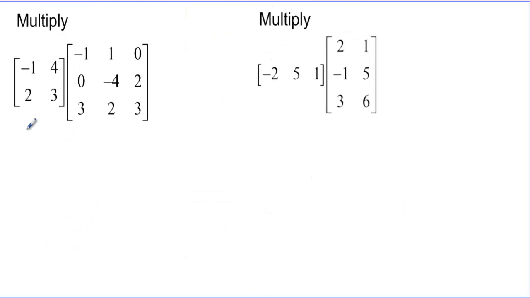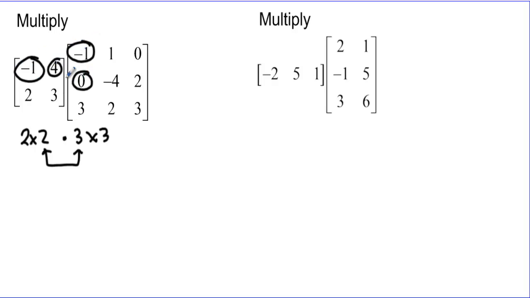Multiply. We have a 2 by 2, and we're going to multiply that times a 3 by 3. Well, the inside numbers don't match. Now, when we go row times column, we have -1 for -1. We have 4 for 0, but we don't have another one for 3, so we cannot multiply those two together. With this one, we have 1 row by 3 columns, and this one we have 3 rows by 2 columns. These two match, and we will be able to multiply these two together. The result will be a 1 by 2.